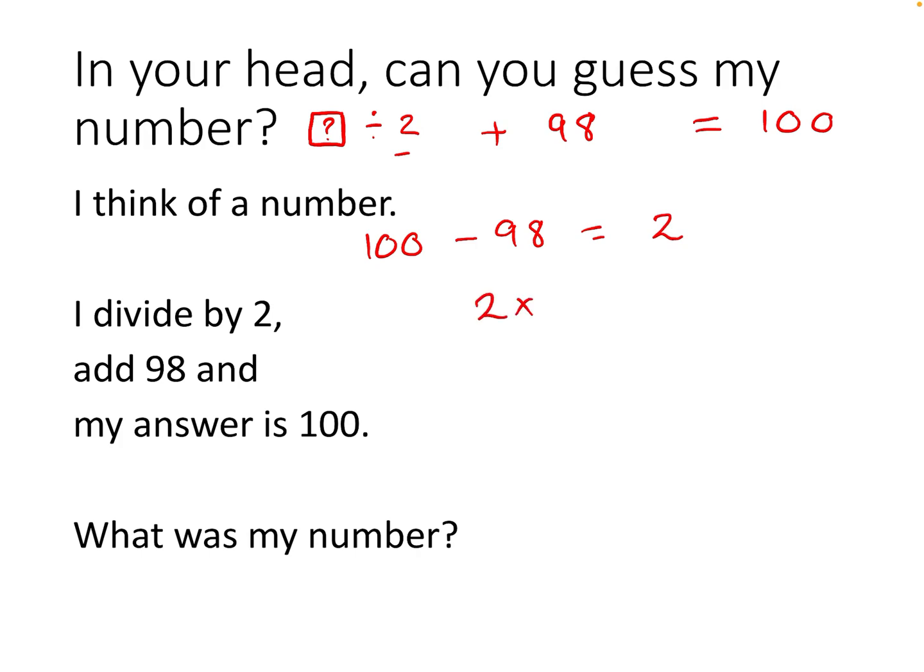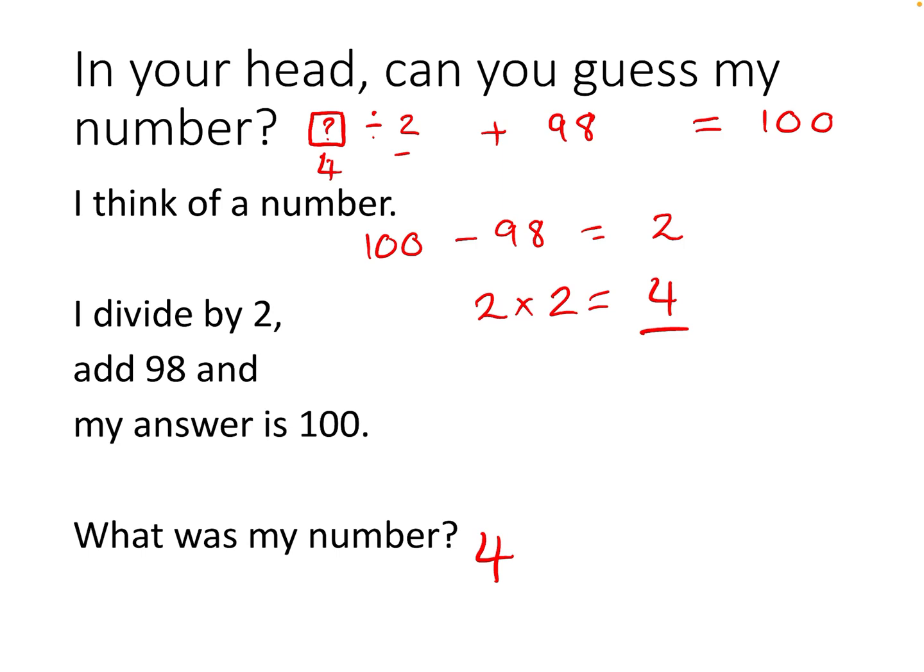Now, instead of dividing by 2, I'm going to multiply it by 2. 2 multiplied by 2 equals 4. My answer should be 4. Let's check it in our heads. 4 divided by 2 is 2, add 98 is 100. Well done if you got those.